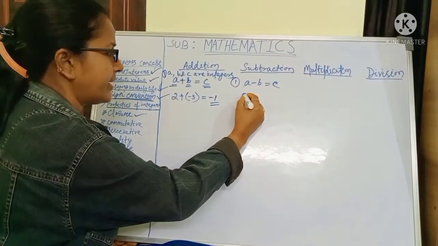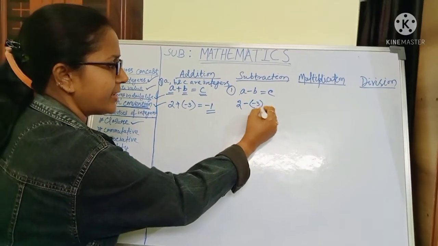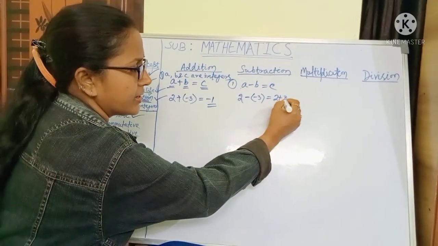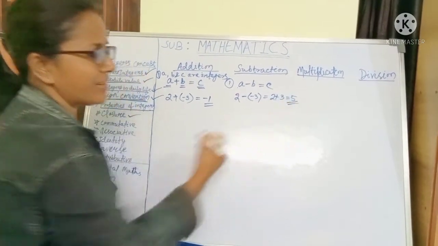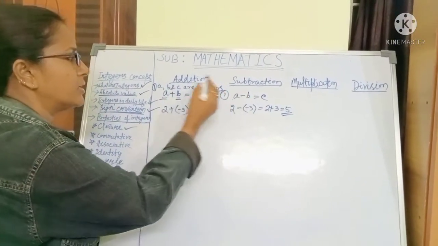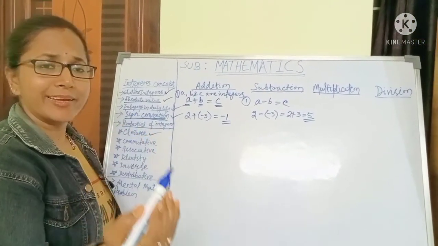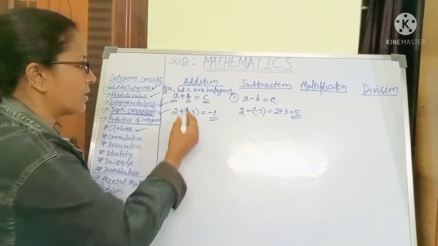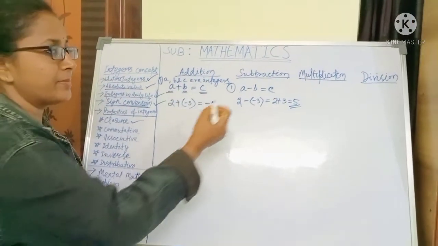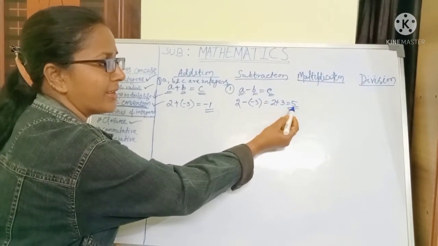So if I take a equal to 2 and b equal to minus 3, what value will we get? 2 plus 3, which equals 5. So 5 is an integer. The closure property is nothing but: if a and b are integers, for any operation we get the result as an integer. Here a, b are integers and whatever value c we get is also an integer.